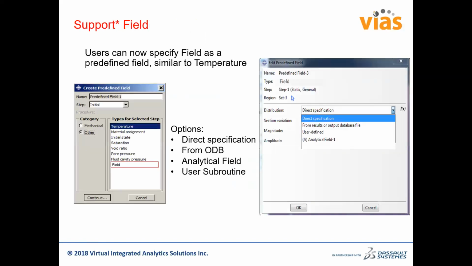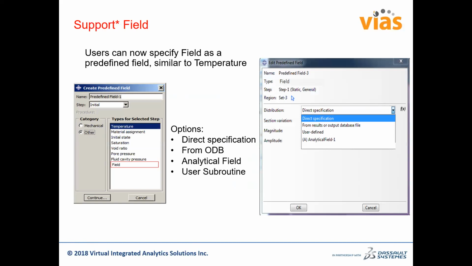Right. So the star field option was always there, but it was available in the input file. So you could specify some kind of field variable within the input file, and then you could change certain parameters, for example, material properties, based on the values of those fields. Now that's available within CAE.